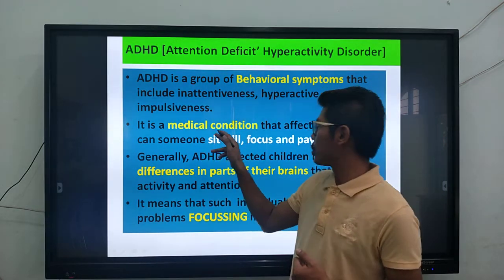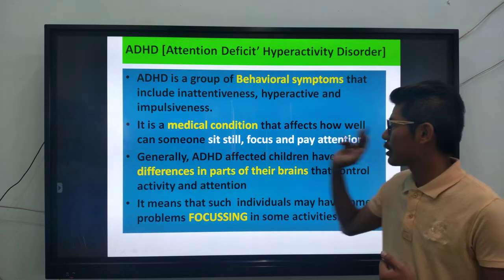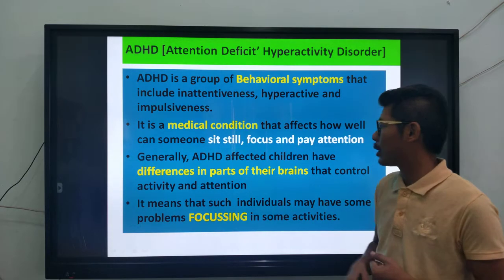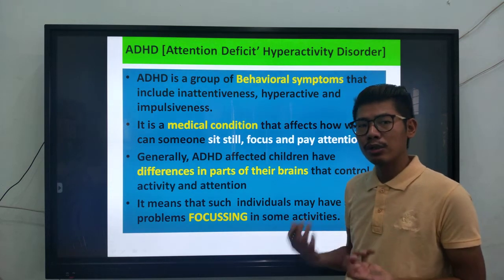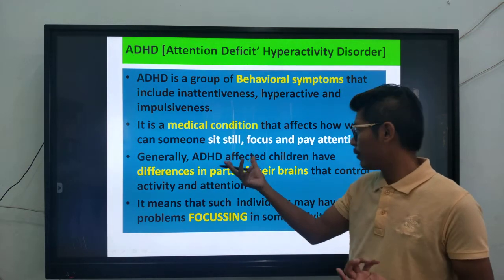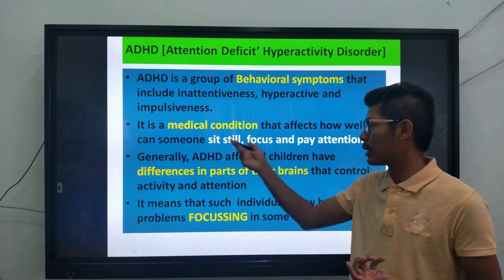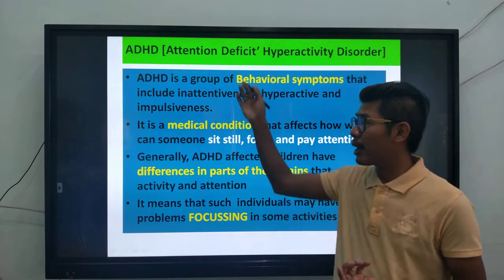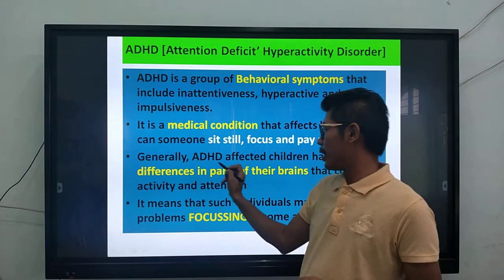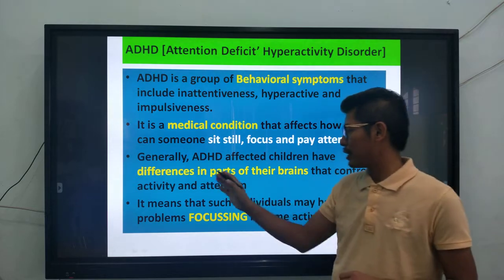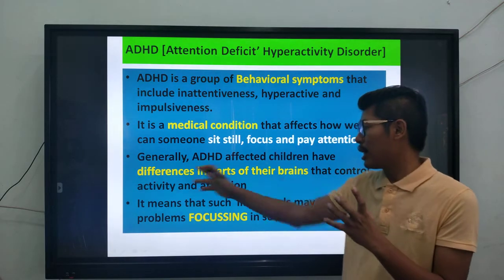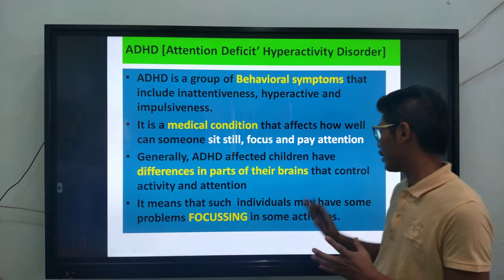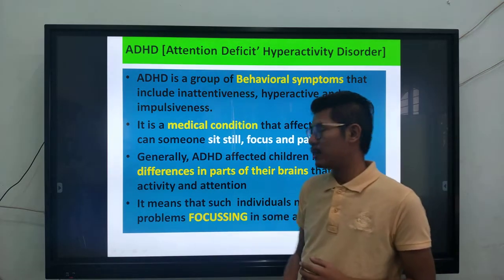It is a medical condition that affects how well somebody can sit still, focus, and pay attention. So these are the 3 things that are affected under ADHD. Generally, children with ADHD have differences in part of the brain. Why does it happen? Because there are differences in part of the brain, which controls activities and attention.